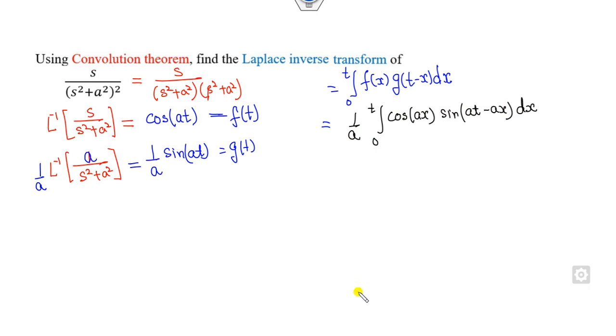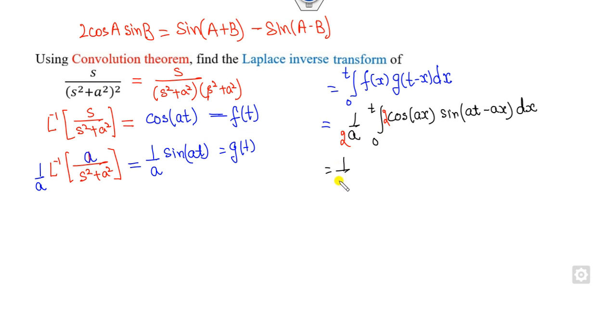Now how can you solve this? I have to multiply by 2 divided by 2. What is the formula for that? 2 cos a sin b is sin of (a plus b) minus sin of (a minus b)... wait, so it is 1 over 2a. What is that? It's sin of (a plus b). So ax will be cancelled out, and minus it will be 2ax minus at.